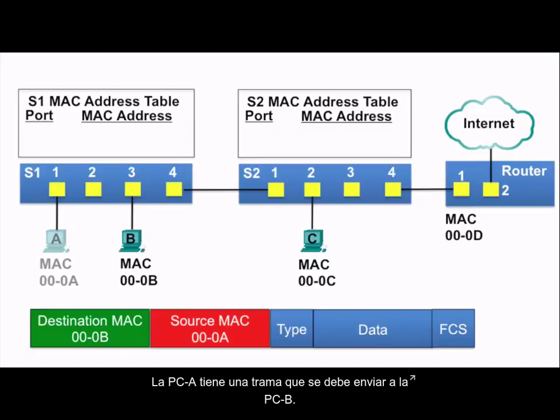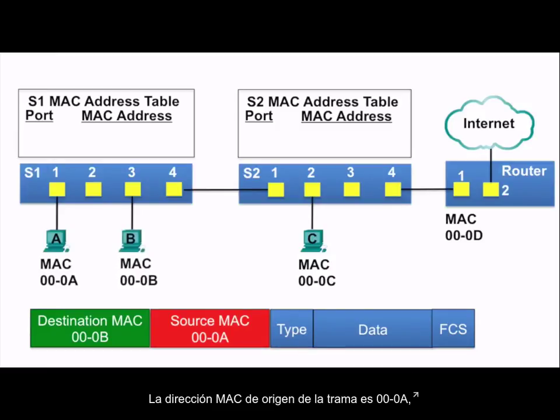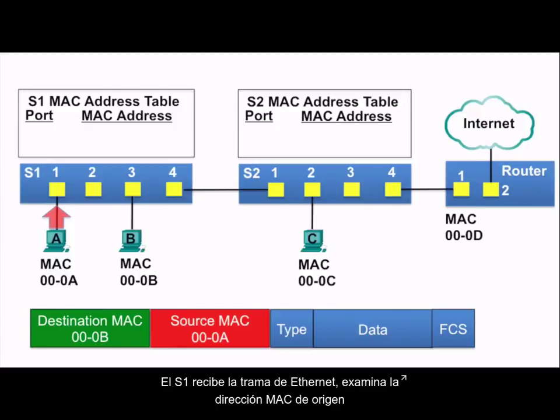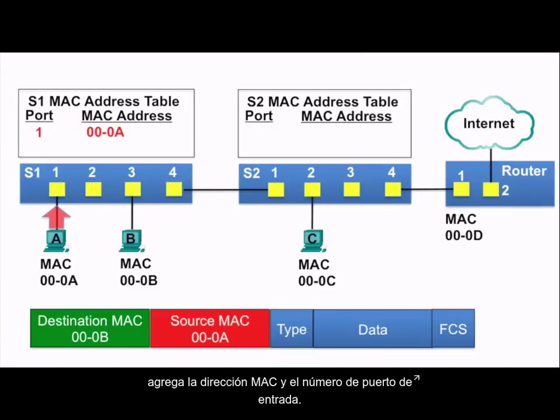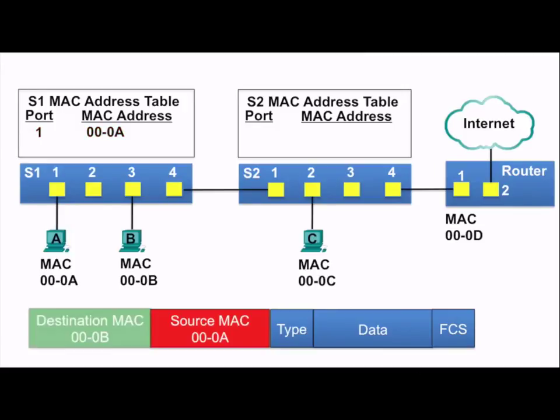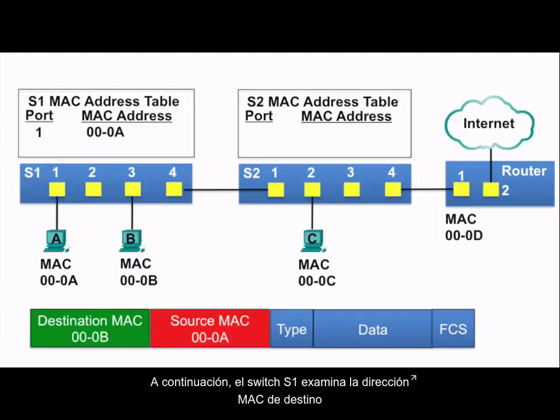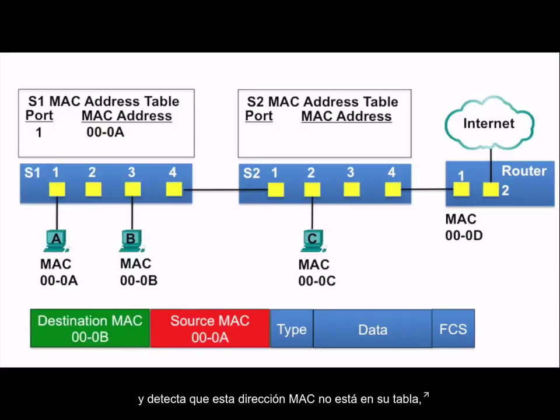PCA has an Ethernet frame to send to PCB. The source MAC address of the frame is 000A and the destination MAC address is 000B. The Ethernet frame is sent to switch S1. S1 receives the Ethernet frame, examines the source MAC address, and notices that this MAC address is not in its MAC address table, so it adds the MAC address and the incoming port number. Next, switch S1 examines the destination MAC address and notices that this MAC address is not in its table, so it floods it out all ports.